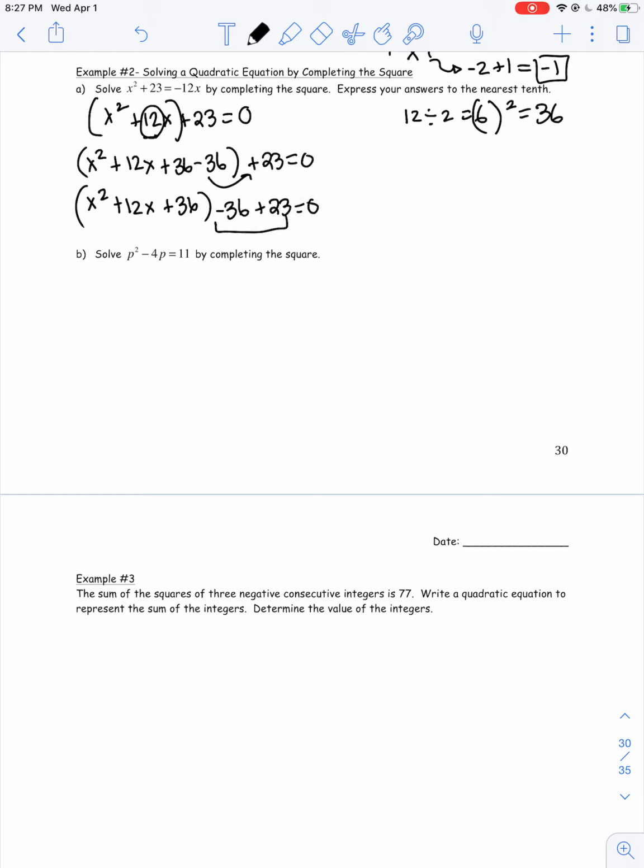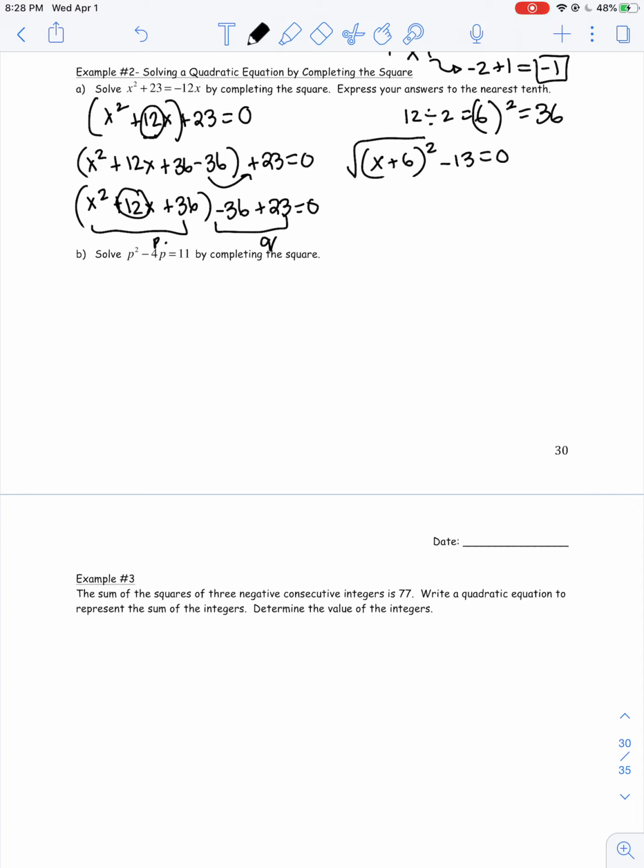You're going to have to combine these to get your q value, and you're going to have to do factoring to get your p value. So it's going to be x, you're always going to take half this number as a little trick, which will be plus 6. That is your p value. So minus 6 is your real p value, and then squared, and then you're going to have minus 36 plus 23, which is minus 13, and that's equal to 0.